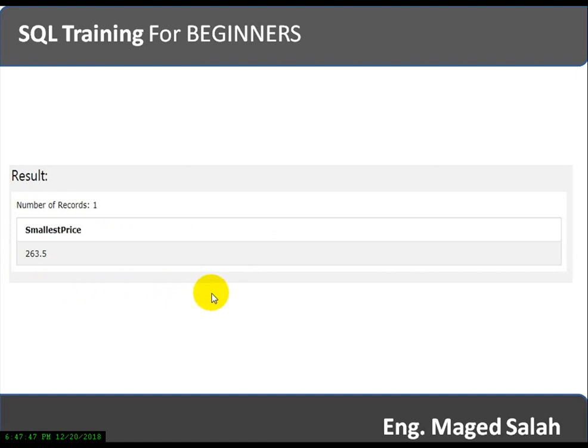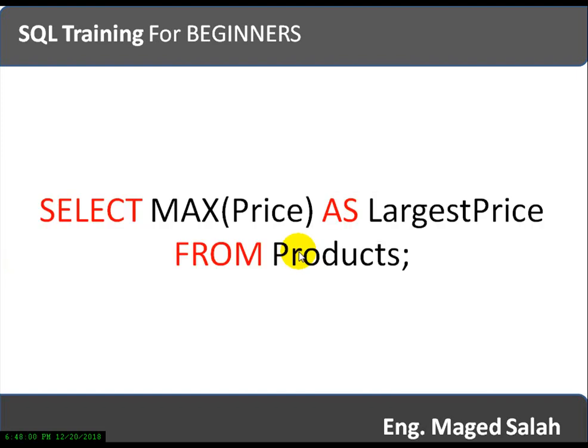Max example: this is the max price. So right now we already get this, so we will see the query: select max(price) as largest price from products.